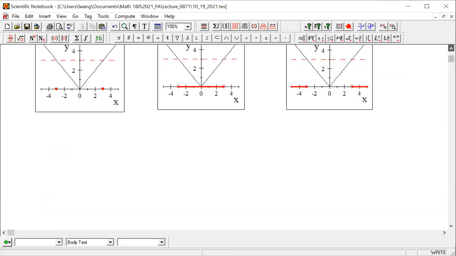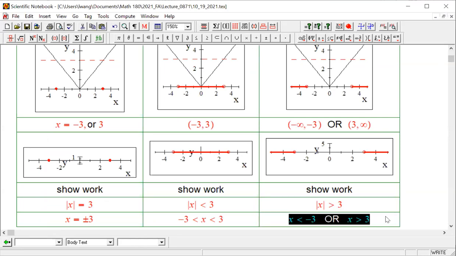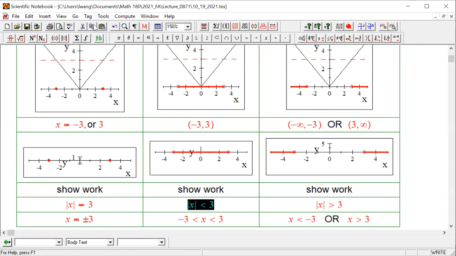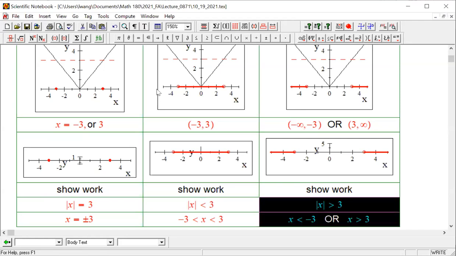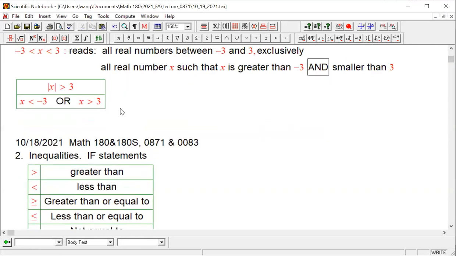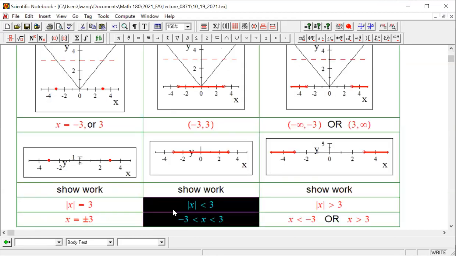Now let's look at the other one. What does this mean? That's the solution for absolute value larger than 3, right? You know the graph, you understand all of that. That's great. But this piece of solution, I should put over here as well.